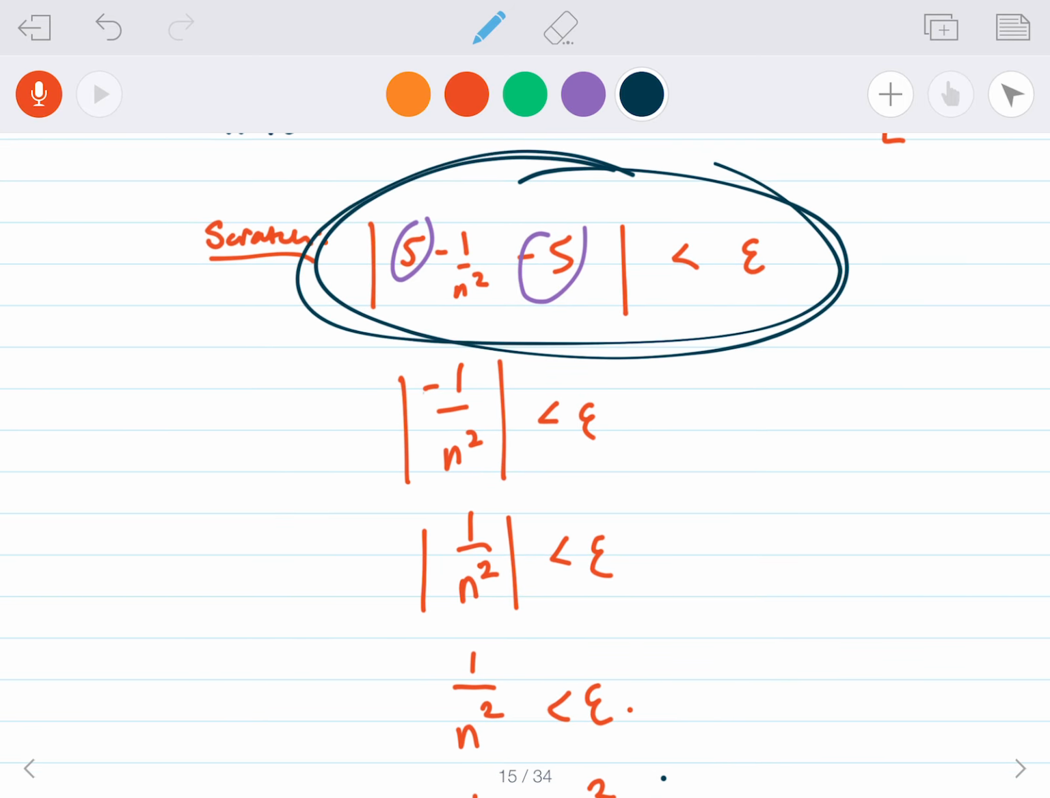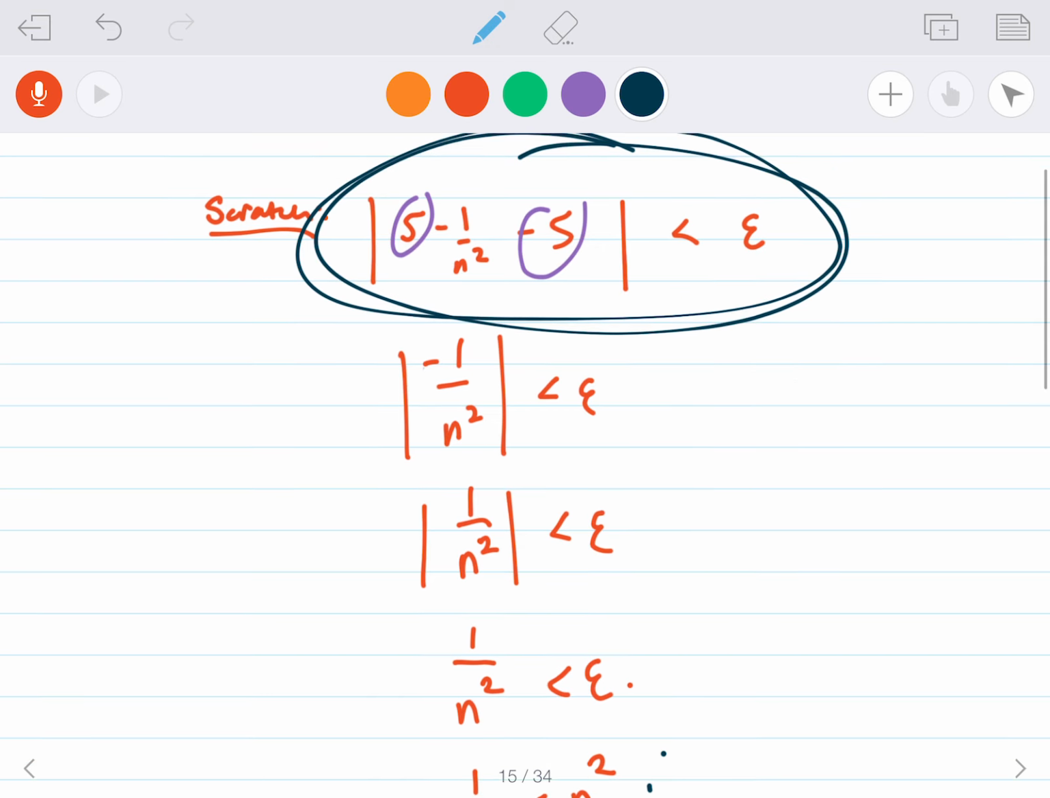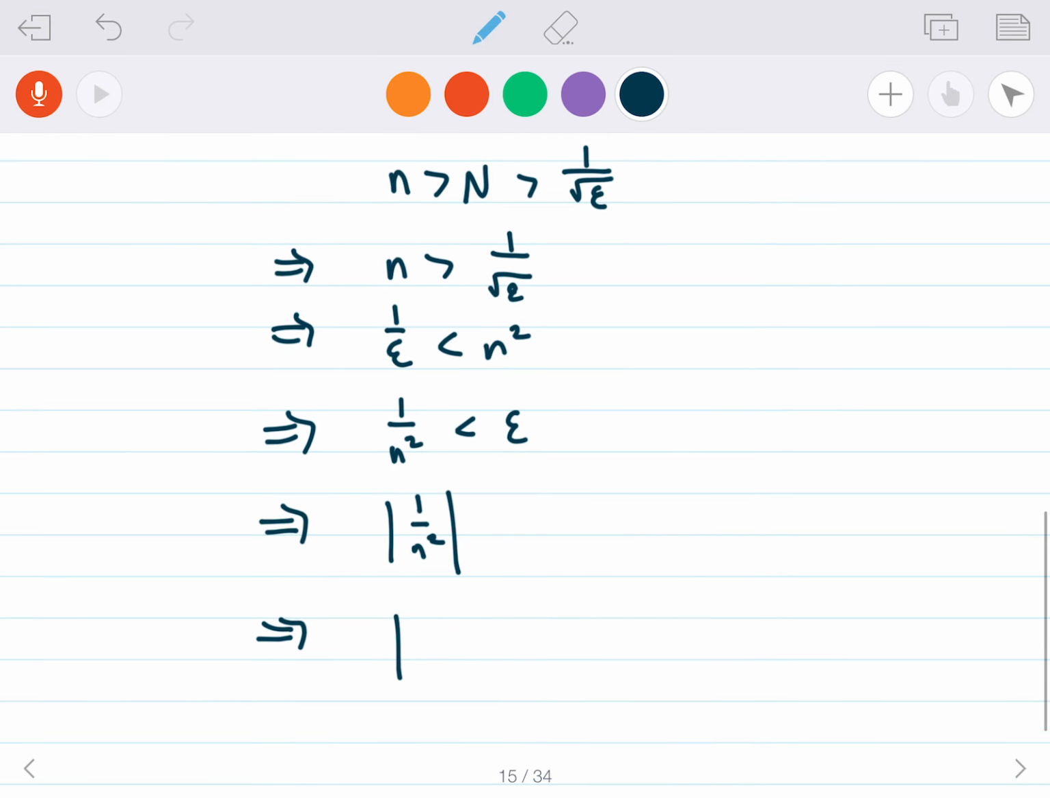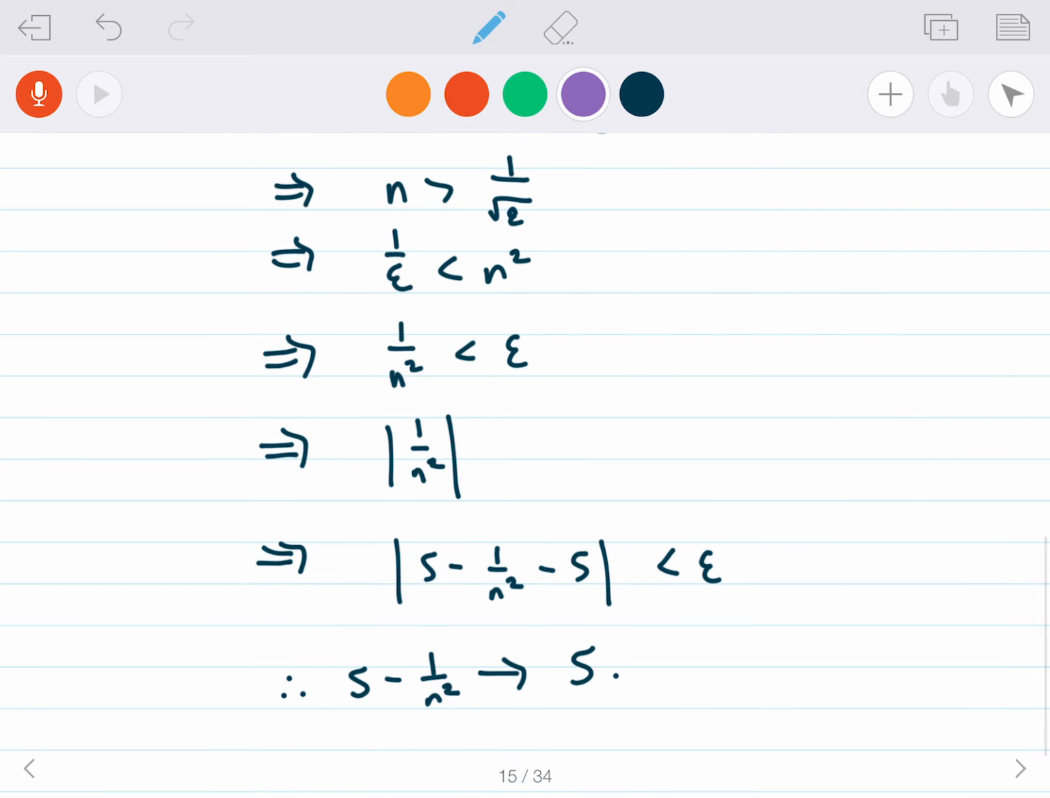I'm just going to skip to the top step. 5 minus 1 over n squared minus 5. And therefore, 5 minus 1 over n squared converges to 5. And that makes sense, right? As n gets really big, this whole thing goes to 0. 5 minus 0 is 5.